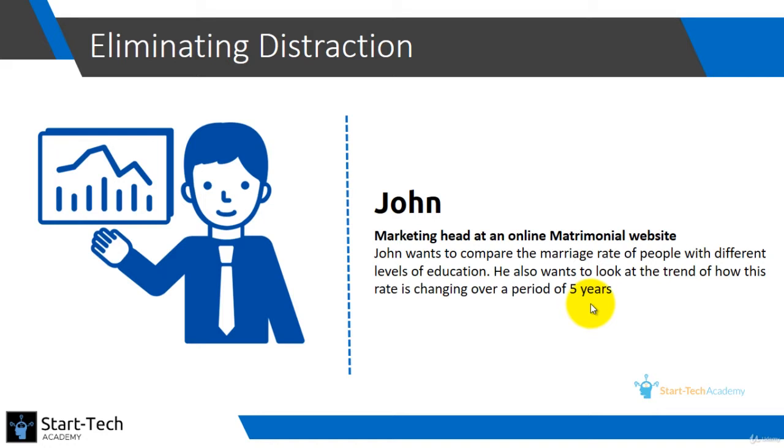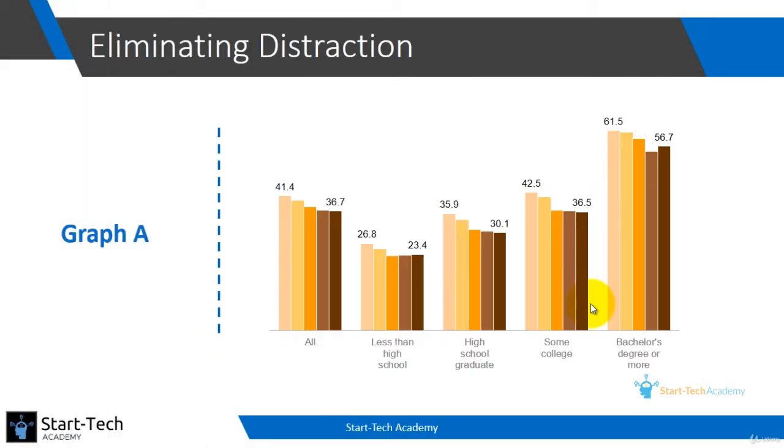So John collects this data for the different levels of education and for the last 5 years and plots it into a clustered column chart. This is how his chart looks like. The first set of columns is for all of the sample, and the other four is for individual category. That is, this is a set of people who have done less than high school. This is a set of people who have cleared high school. These people have gone to some college, and these people have bachelor's or more qualification. And the height of these columns is giving us the marriage rate over the 5-year period.